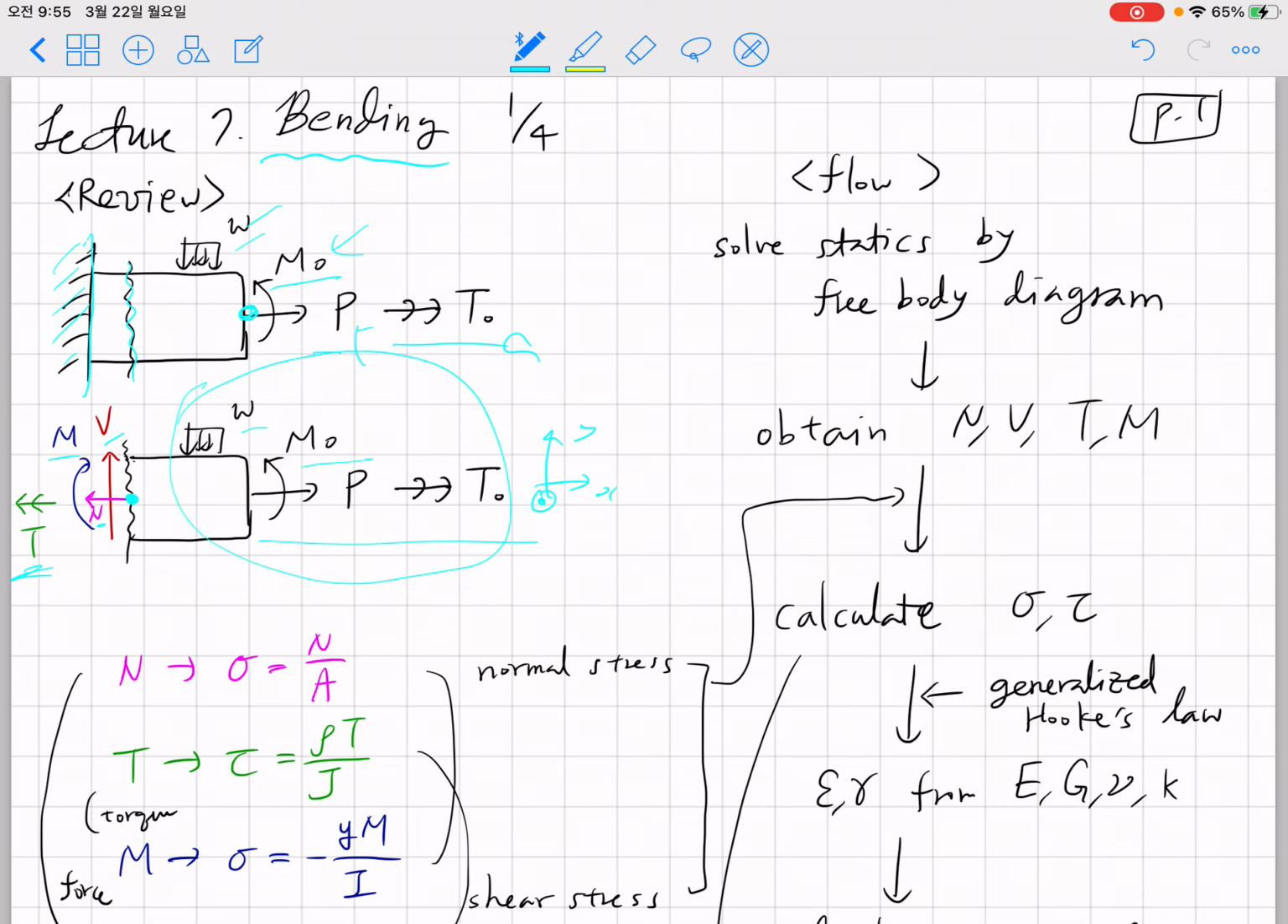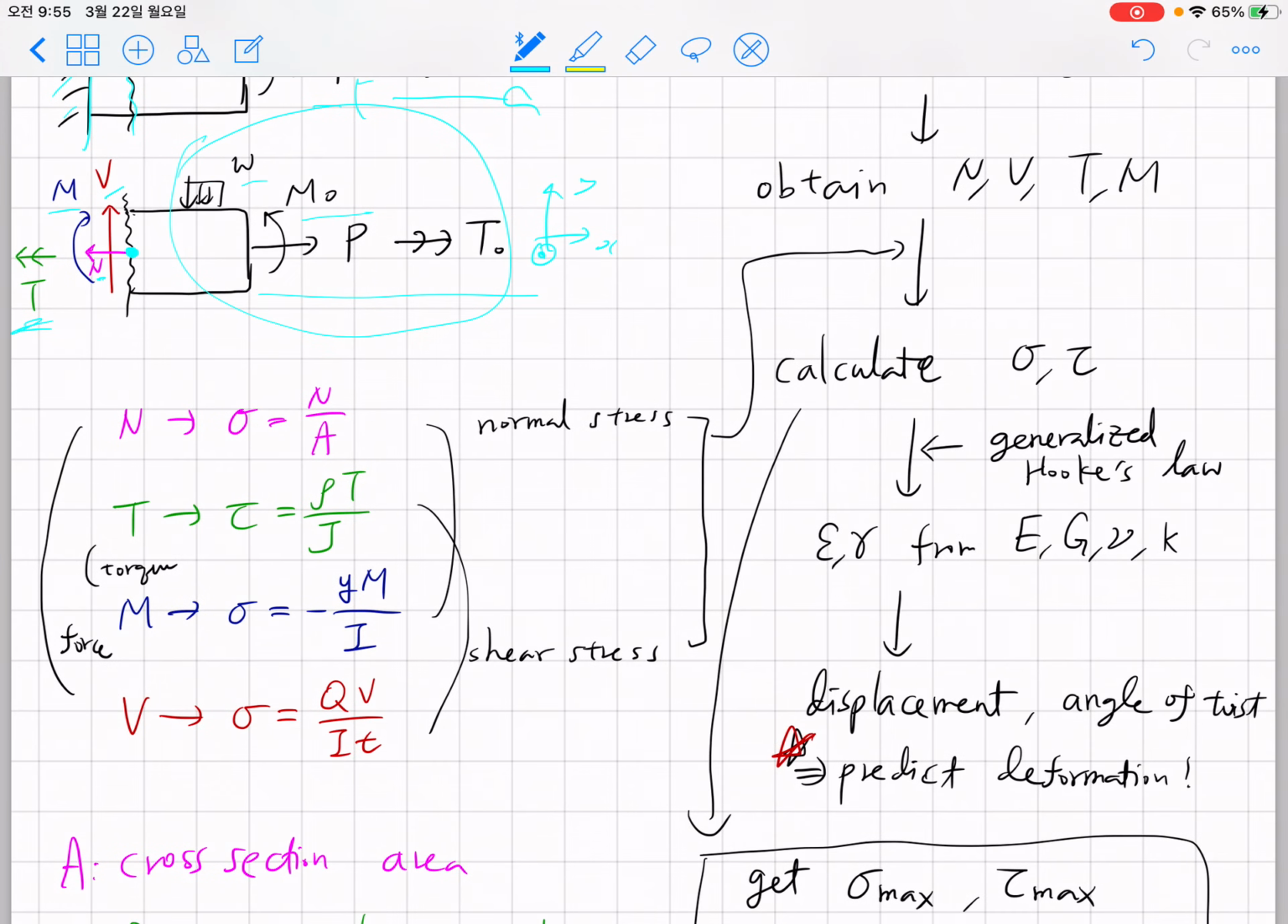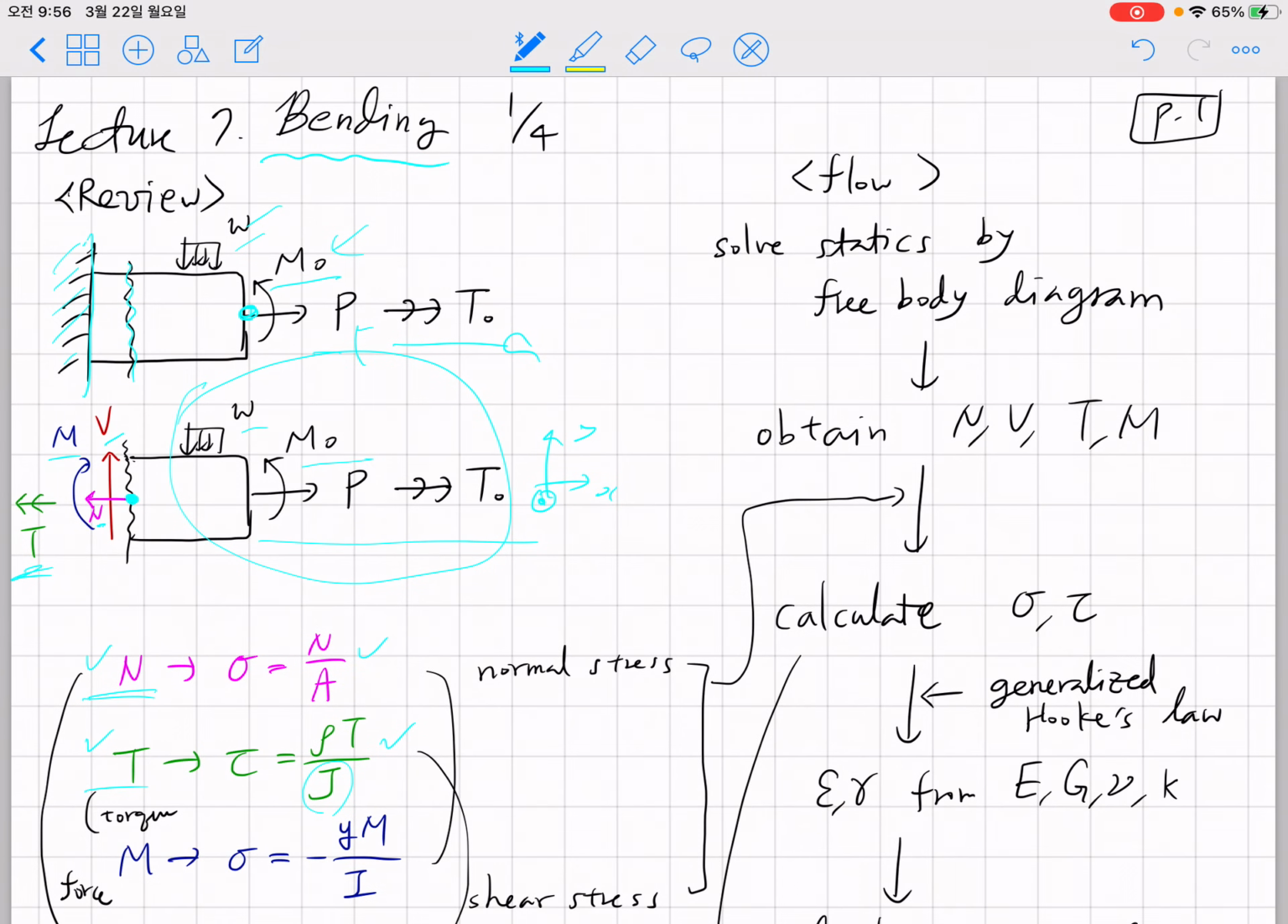Until now, what we have covered is pure axial loading and pure torsional loading, for which we are able to obtain normal stress and shear stress, and we defined what J is. This is what we have done, and the remaining part will be covered today and the lectures that follow today's lecture. So the overall logical flow is as follows.